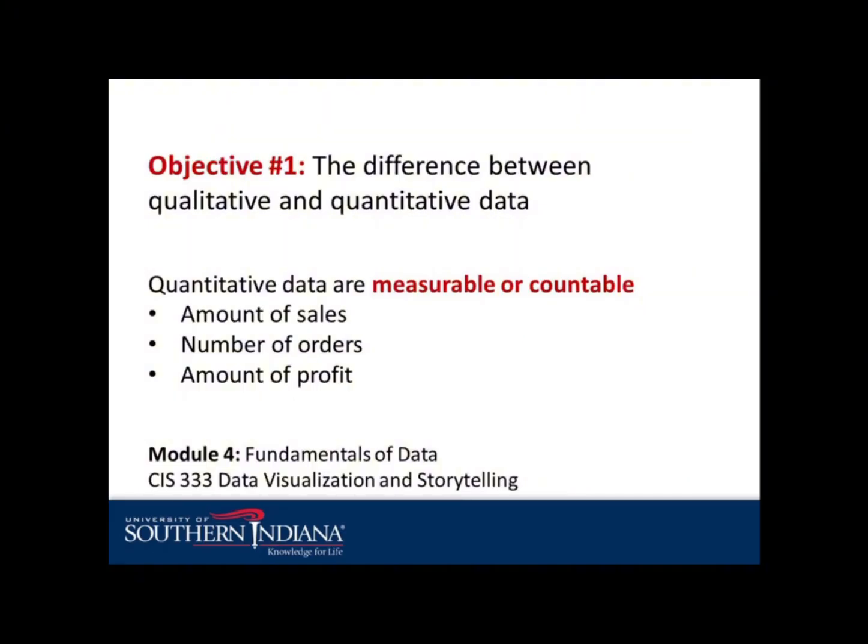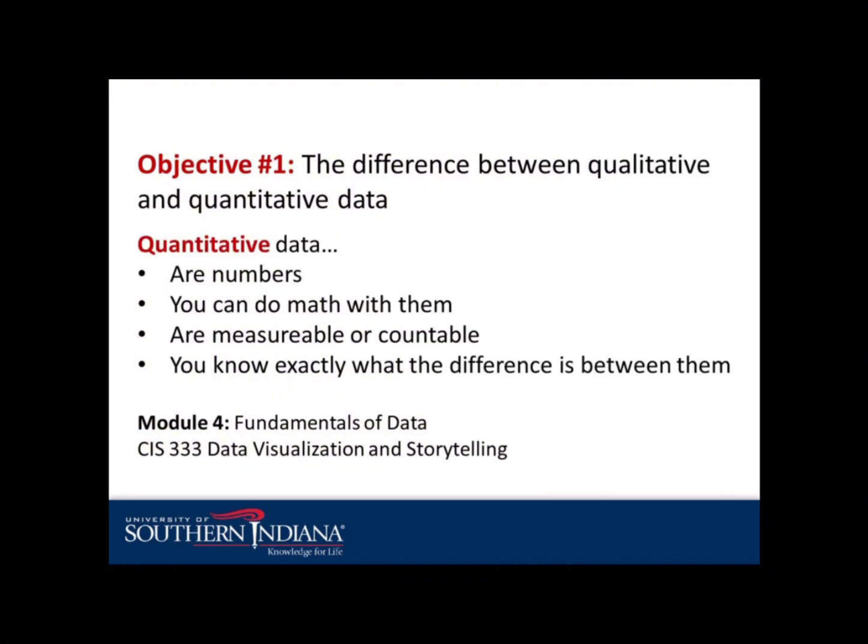Quantitative data is anything you can measure or count. That's simple enough. Amount of sales, number of orders, profit, anything like that's going to be quantitative data. So quantitative data, they're numbers. You can do math with them. They're measurable or countable, and you know exactly what the difference is between them.